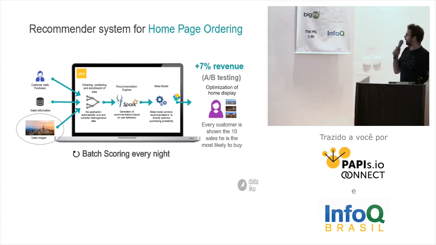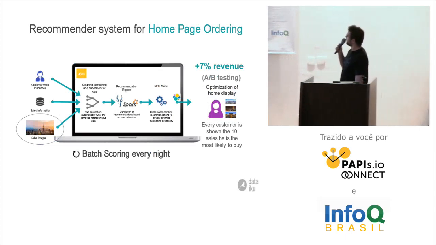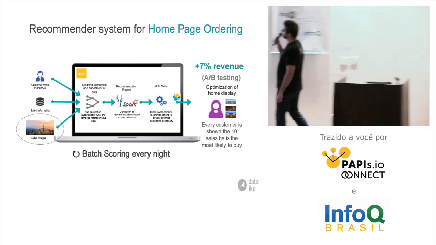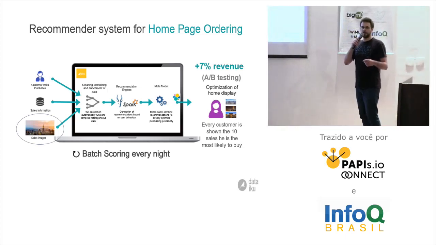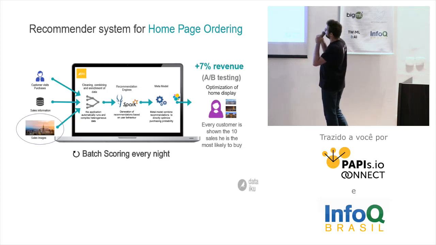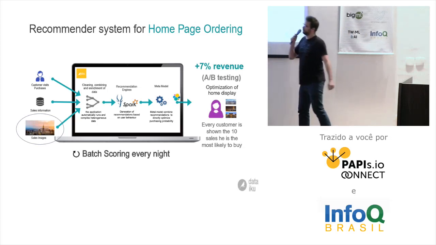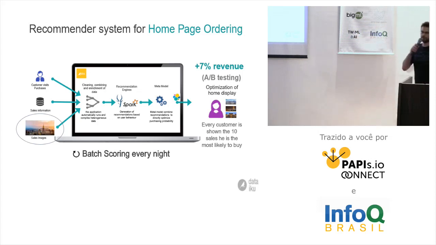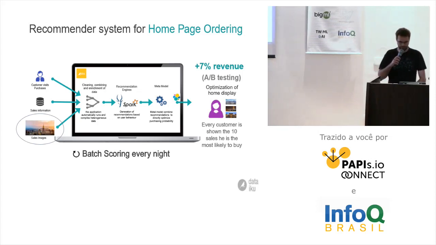Right. So this is the first iteration that we did without images, and basically we score every client against every product that will be open on the following day. So around some 1 or 2 million clients against 700 products. We do that every night by batch using Impala and Spark. And this generated plus 7% revenue per day.